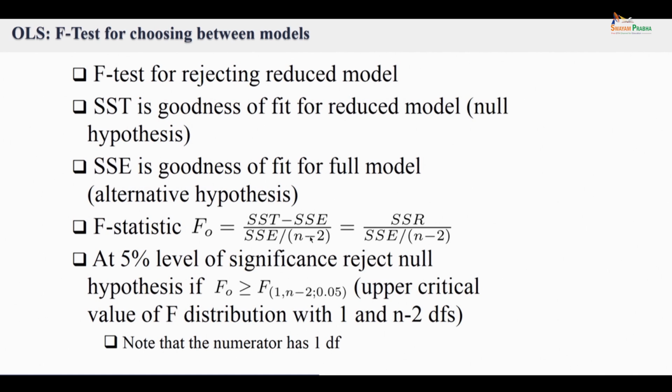Remember, because of the difference in number of parameters used in the model, we have to take that into account. The numerator SST has n minus 1 degrees of freedom because we are fitting only one parameter. This has n minus 2 degrees of freedom because we are fitting two parameters. So, the difference actually means it is only one extra parameter.